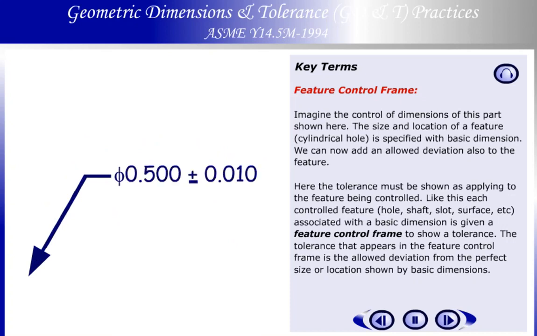Like this, each controlled feature, hole, shaft, slot, surface, etc., associated with a basic dimension is given a feature control frame to show a tolerance. The tolerance that appears in the feature control frame is the allowed deviation from the perfect size or location shown by basic dimensions.